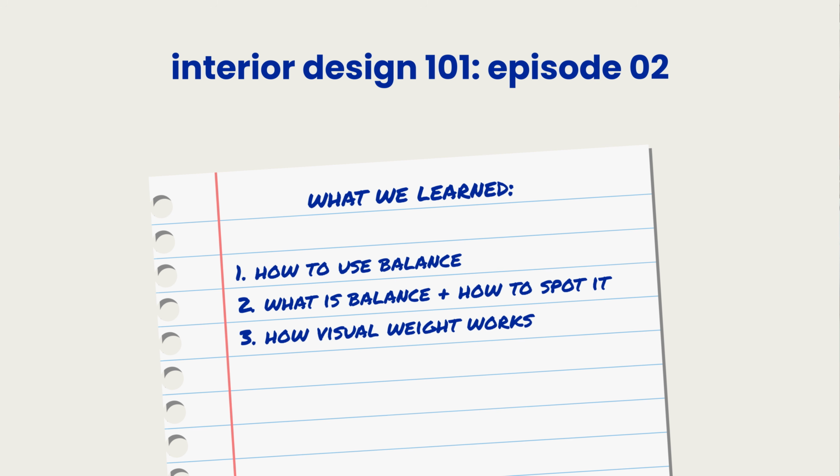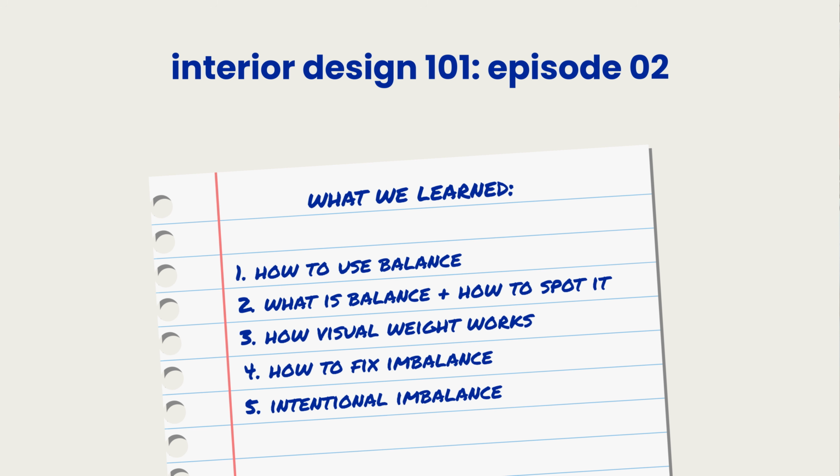We also discovered how visual weight works, how scale, color, texture, and placement can completely change how a space feels, and how to fix imbalance using simple tricks like repetition and vertical elements. Finally, we talked about the designer's secret weapon, intentional imbalance, how to break the rules just enough to make the space feel alive.